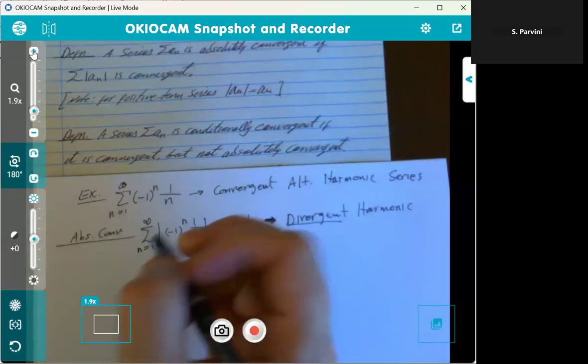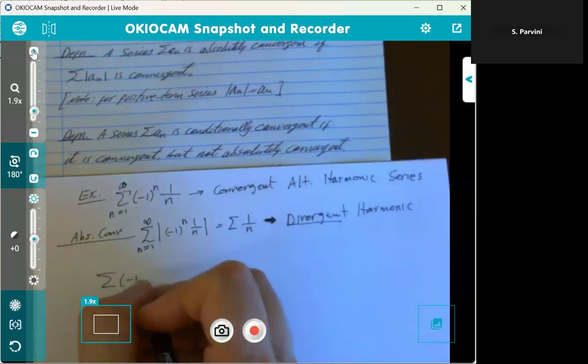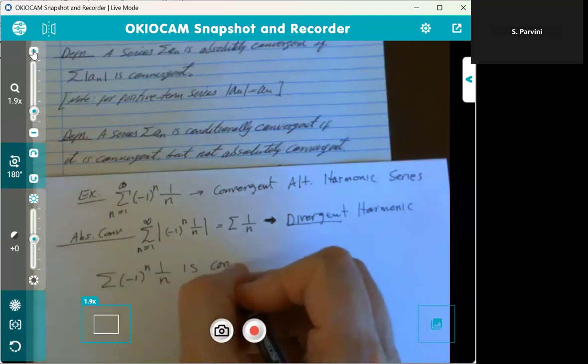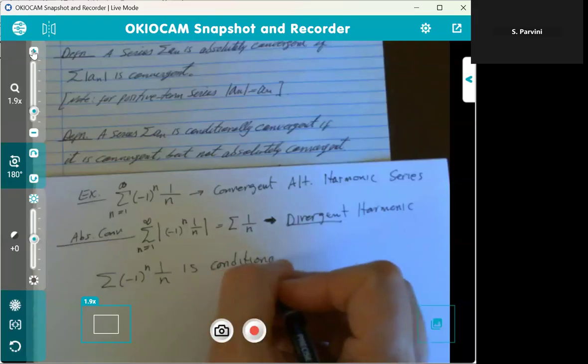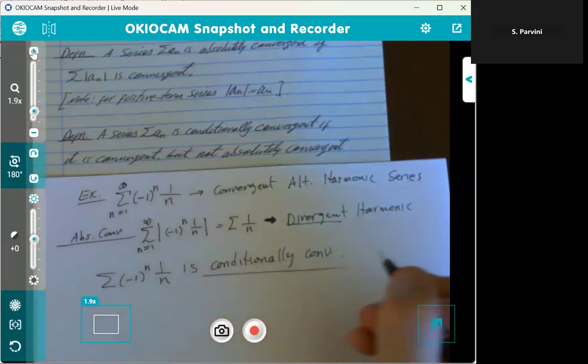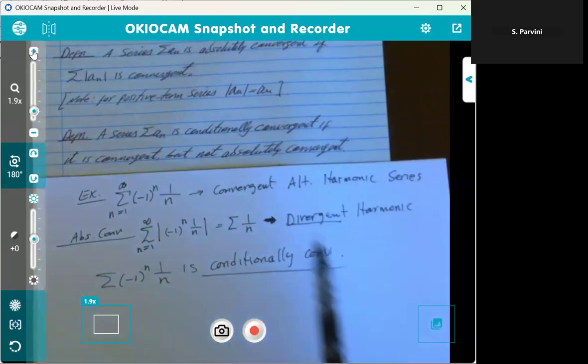Therefore, this series, sigma (-1)^n over n, is what we call conditionally convergent. Again, all that means is that it converges on its own, and its absolute value actually doesn't.